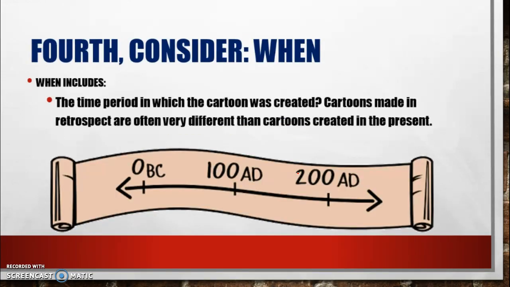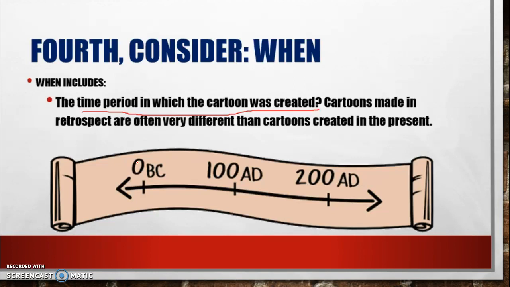The fourth W is when, and this is the time period in which the cartoon was created. And cartoons made in retrospect, meaning they're made in the present day, but the issue occurred prior to, they're very different than cartoons that are more current. And it's because maybe that author wasn't actually around during the time of that cartoon. To put you in mind of an example, think of a cartoon referencing slavery. A political cartoonist born in 1995 has no idea what slavery was like, just inclinations based on history that he or she has studied.